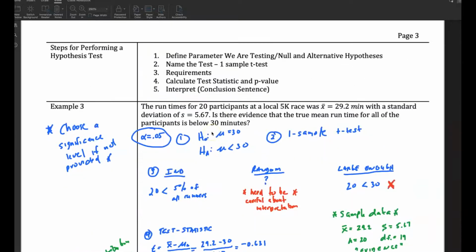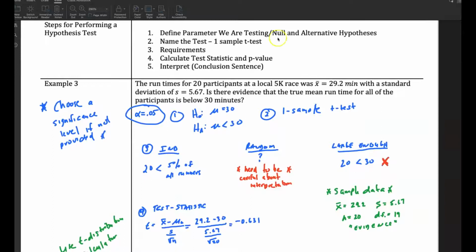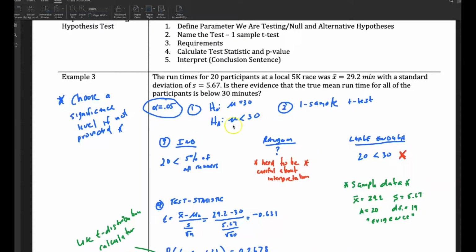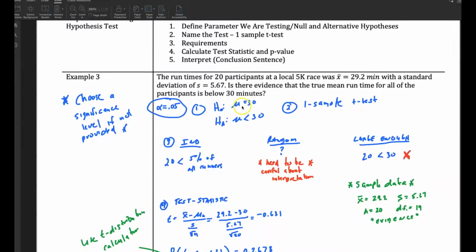Let's go ahead and take a look at a full example of performing a hypothesis test for a mean. Again, we follow the same steps. We have our sample data. What we're trying to test is whether there is evidence that the true mean runtime for all participants is below 30 minutes. So you can see that turns out to be the alternative hypothesis. The null is mu equals 30.